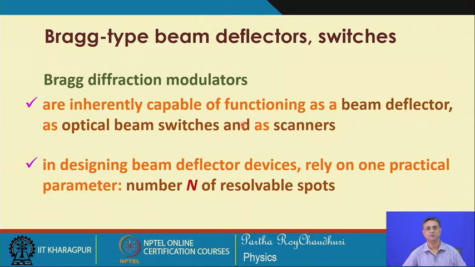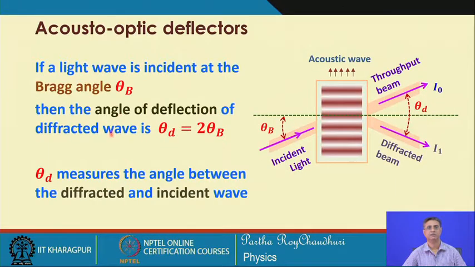So, it can be used as a scanner, and Bragg deflection modulators in designing beam deflector devices mainly rely on one very important and very practical parameter, that is the number n of the resolvable spots. Which is the key point of discussion: how we can optimize the number of resolvable spots under this Bragg deflection condition.